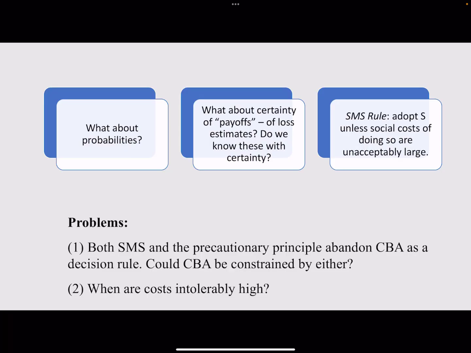So what about probabilities? Do we know what the probabilities are? Perhaps not. What about the certainty of payoffs, of loss estimates? Do we know these with certainty? The SMS rule, of course, is adopt S, the safety, unless social costs of doing so are unacceptably large. The problems are that both the safe minimum standard and the precautionary principle abandon cost-benefit analysis as a decision rule. Could cost-benefit analysis be constrained by either? And when are costs intolerably high?